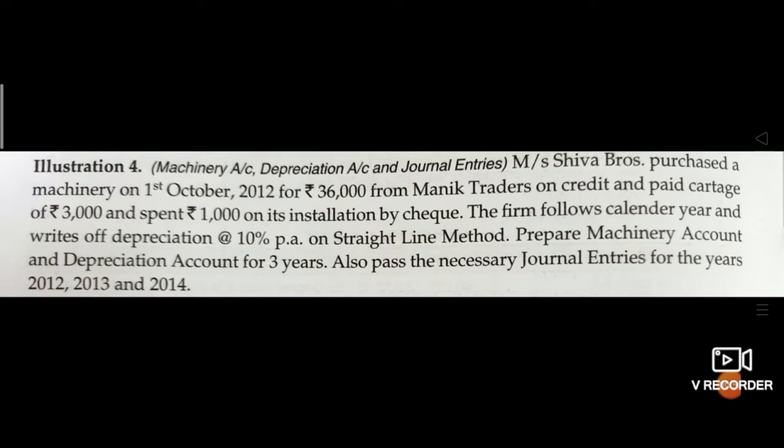Okay, the firm follows calendar year and rates of depreciation at 10% per annum on straight line method, means fixed installment method, or original cost method. Prepare machinery account and depreciation account for 3 years and also pass the necessary journal entries for the years 2012, 13 and 2014. Okay, so we will prepare the working note first and then we will prepare machinery and depreciation account and then we will pass journal entries. Let's start.